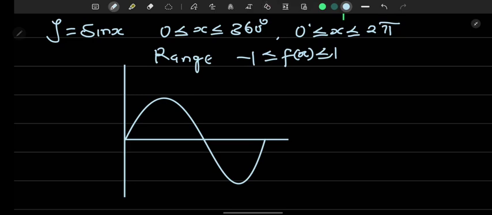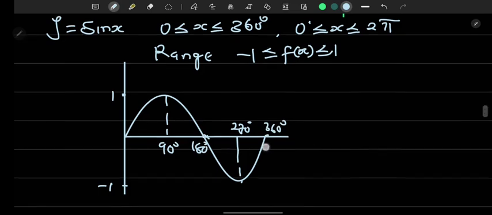Now, it is important for students to indicate the maximum of the curve, which is 1, and the minimum here is -1. So the sine function, sine x, can never be greater than 1, and the result can never be less than -1. Okay, and this point here is 90 degrees. This is 270 degrees. Why this point here is 360 degrees. This is 180 degrees. Okay, that's for sine x.